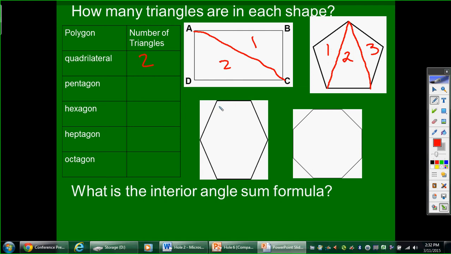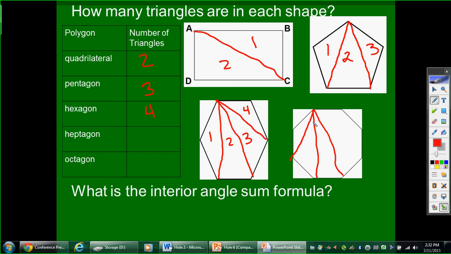The hexagon, again, diagonals from one vertex to the other non-adjacent vertices, splits into 1, 2, 3, 4. The octagon, to all non-adjacent vertices, splits into 1, 2, 3, 4, 5, 6.